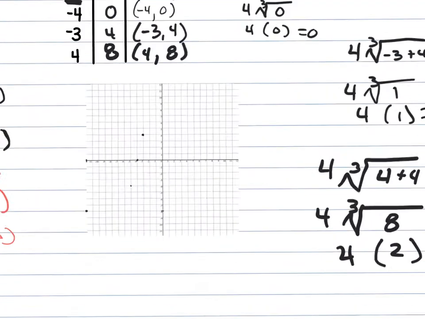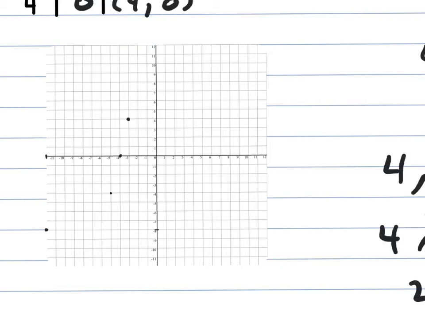We've got 4 to the right. Excuse me. 4 to the right and 8 up. 1, 2, 3, 4, 5, 6, 7, 8 up.